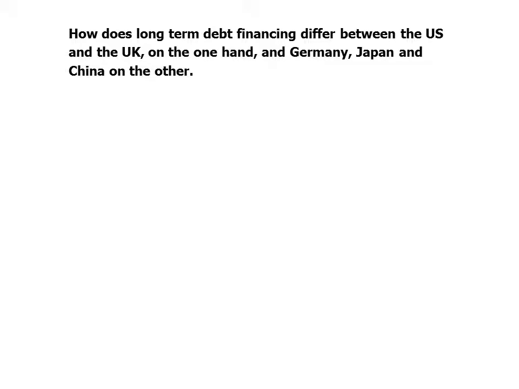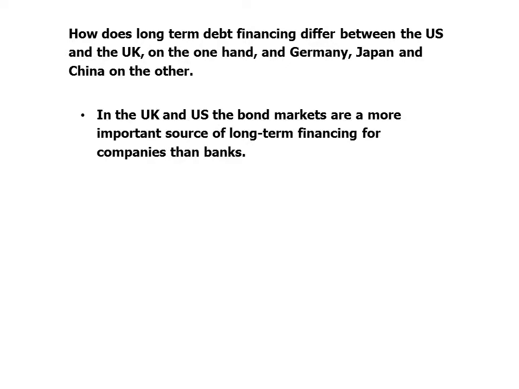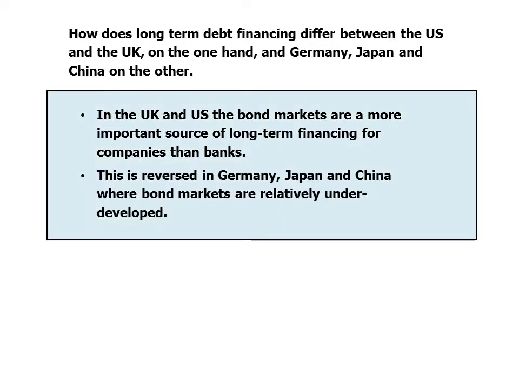How does long-term debt financing differ between the US and the UK on the one hand, and Germany, Japan, and China on the other? In the UK and the US, the bond markets are a more important source of long-term financing for companies than banks. This is reversed in Germany, Japan, and China, where bond markets are relatively underdeveloped.